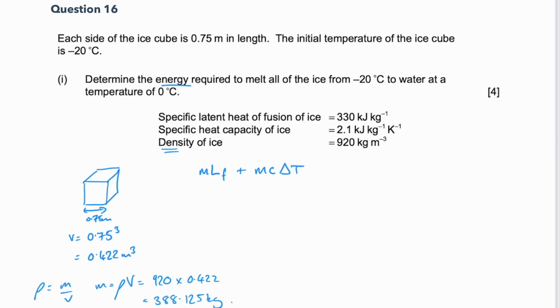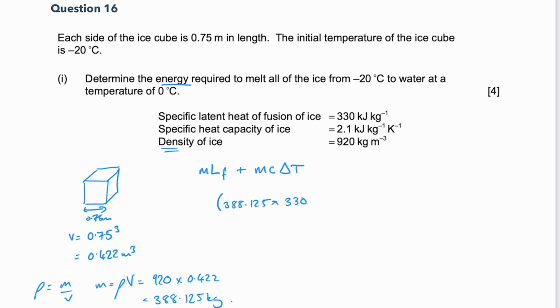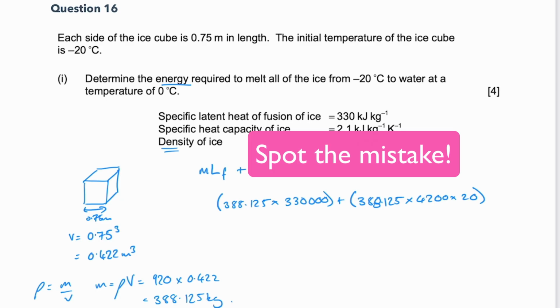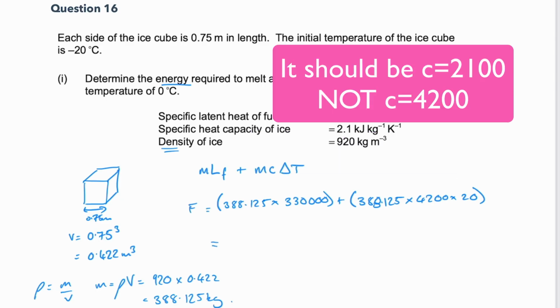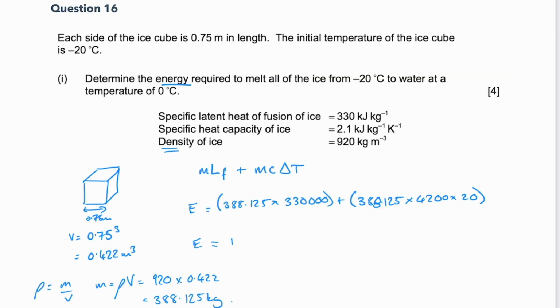We can say the energy required to melt the ice cube is 388.125 times the specific latent heat of fusion of ice, which is 330 kilojoules, plus the energy required to bring it from minus 20 all the way up to 0 degrees. Let's pop all our numbers into there, and that gives us an energy of 1.4 times 10 to the 8 joules. And if you wanted something a bit more palatable, it'd be 1.4 times 10 to the 5 kilojoules.